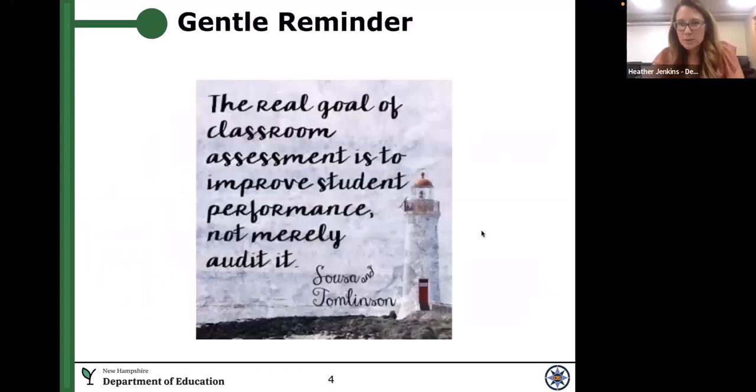So here's our gentle reminder. The whole purpose of what we're talking about when we're doing any sort of assessments with students is to make sure that we're looking at improving student performances, not just auditing it. We don't want to assess just for the sake of assessing. We want to make sure that what we are assessing, we are actually using to help us inform our instruction. The New Hampshire SAS modular assessments are one way to do that. So we want to talk a lot about that today, and so we'll just get started with that.